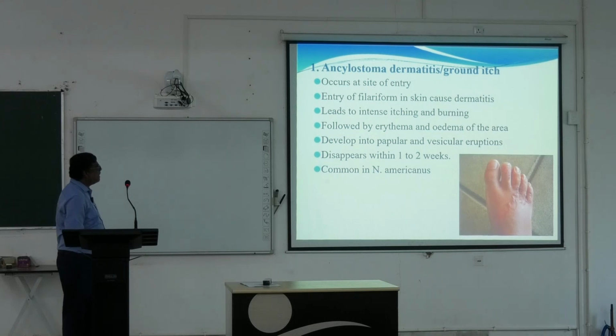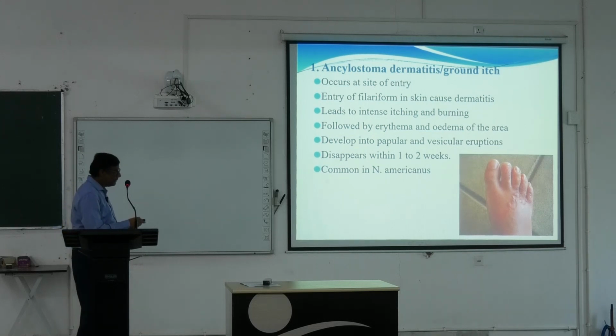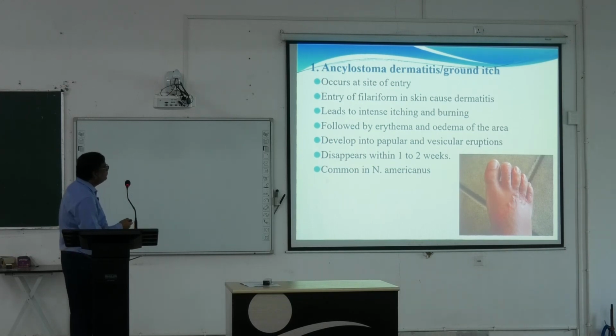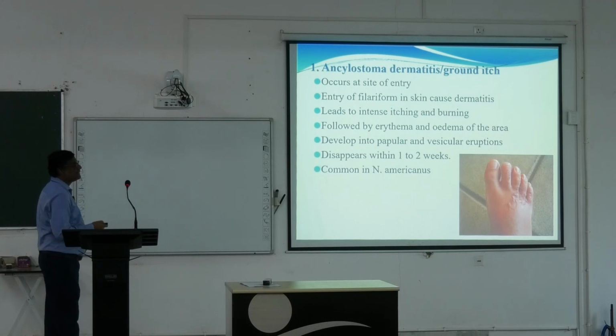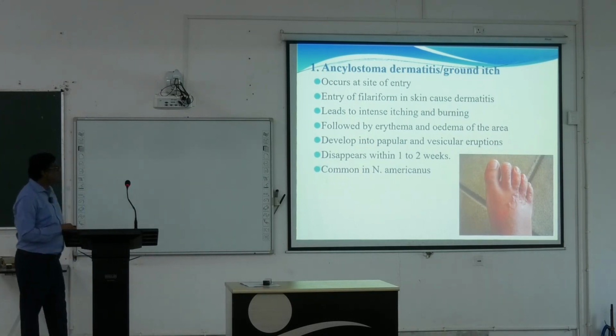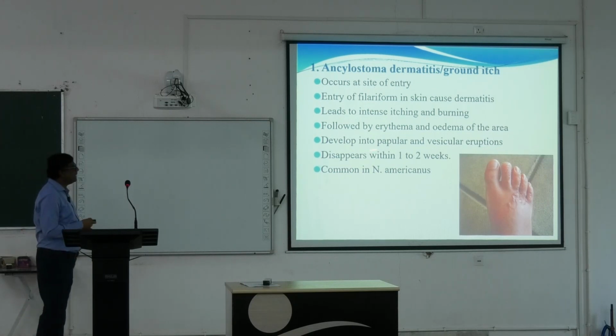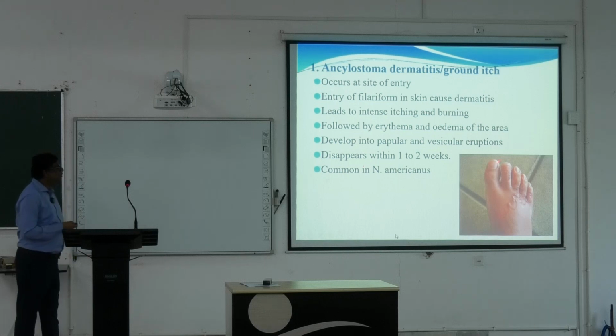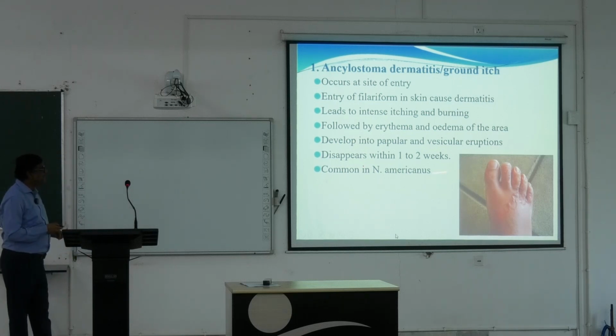Ancylostoma dermatitis or ground itch. This is the picture, showing the movement of the larva through the skin. Entry of filariform larva in the skin causes dermatitis, leading to intense itching and burning, followed by erythema and edema of the area, developing into papular and vesicular eruptions. These disappear within 1 to 2 weeks, and are common in Necator americanus.